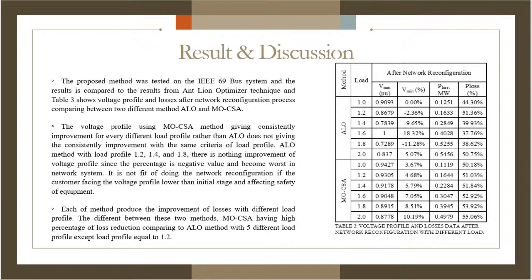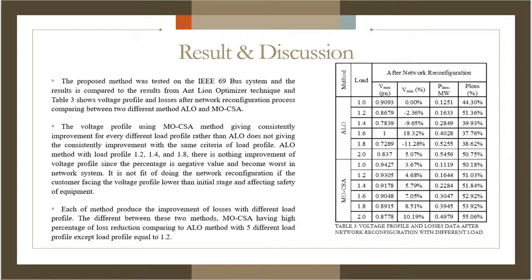The voltage profile using the multi-objective cuckoo search algorithm gives consistent improvement for every different load factor, whereas ALO does not give consistent improvement with the same load profile criteria. For the ALO method with load profiles 1.2, 1.4 and 1.8, there is no improvement of voltage profile since the percentage is a negative value and the network system becomes worse. It is not fit to do the network reconfiguration if the customer faces a voltage profile lower than the initial stage, affecting the safety of equipment.